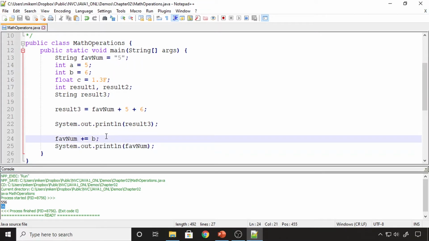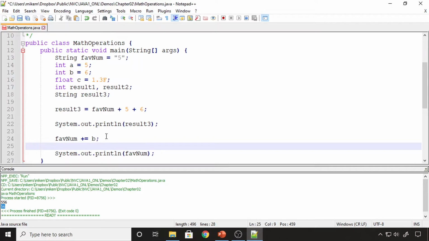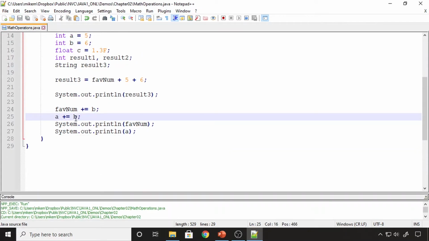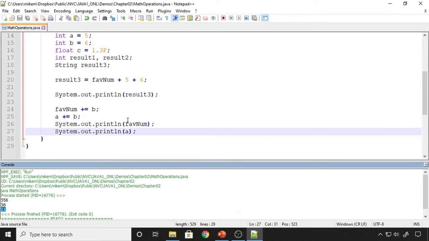But let's see what happens if I do the same thing with a. So we'll say a plus equals b, and we'll print out the result. So a is 5, b is 6, so the result of this would be 5 plus 6, so I should expect to see an 11, and there's my result, 11.